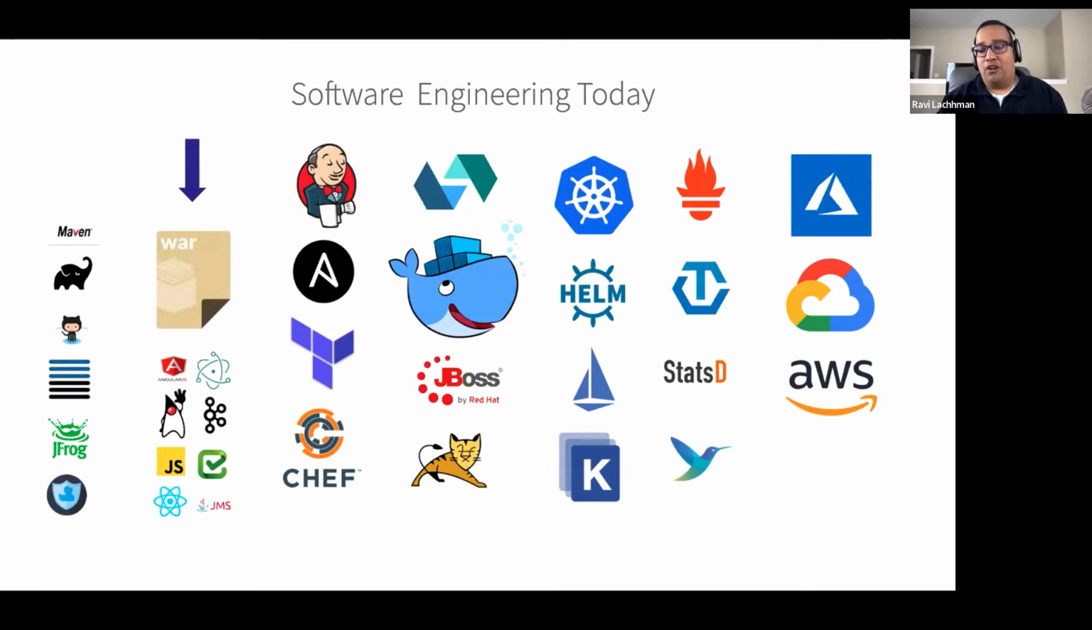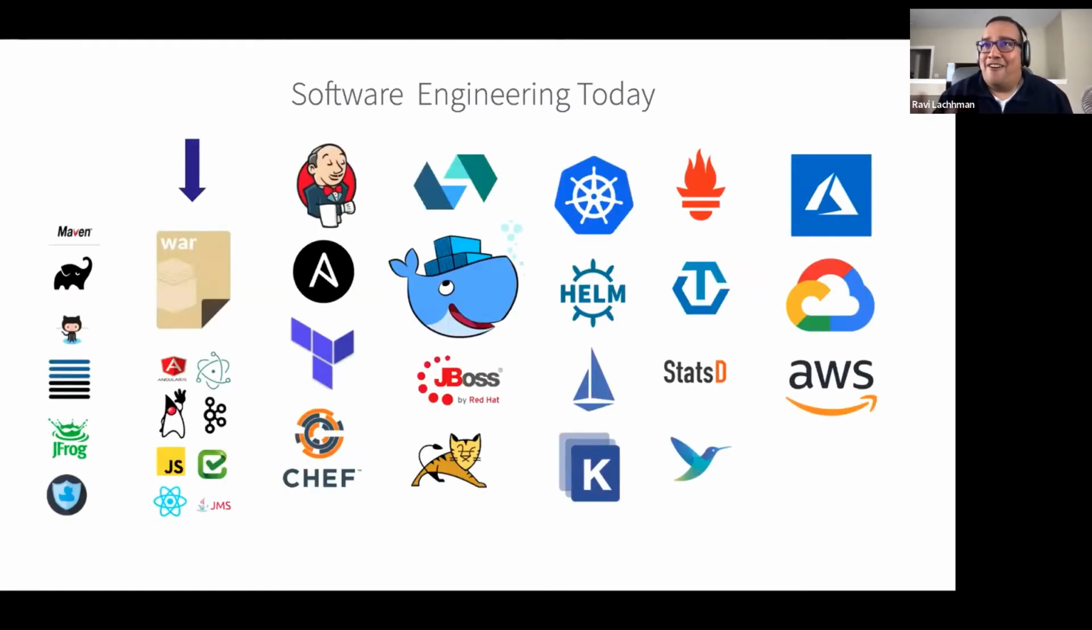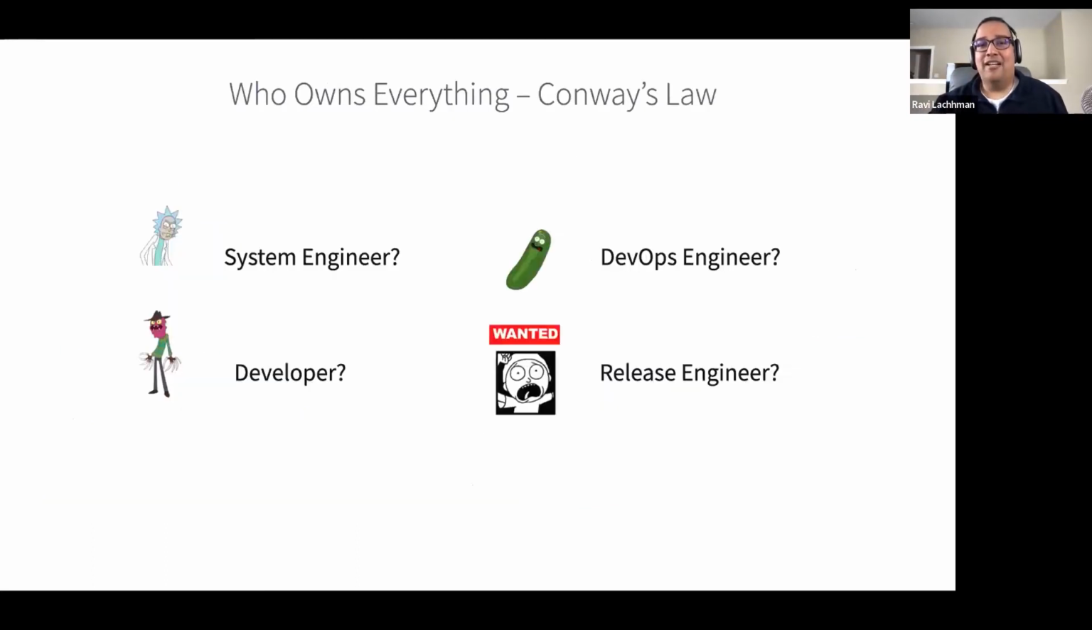And who owns all of this? Who owns this little puzzle? Does a system engineer own all that? Is it someone who's operationally focused? If you're a developer, do you own all of those configurations and guardrails? Does the DevOps engineer, the person in charge of the development pipeline and efficiency, own all of that from soup to nuts? And the answer is probably no.